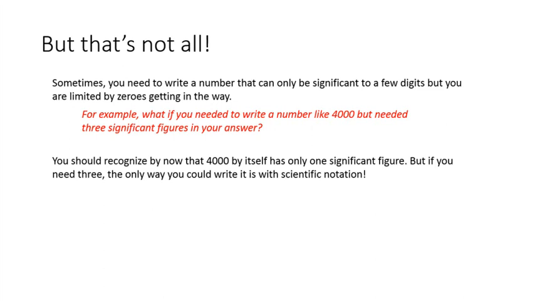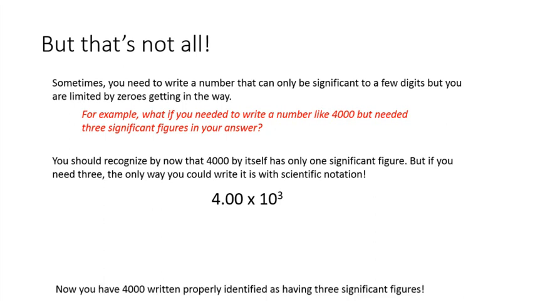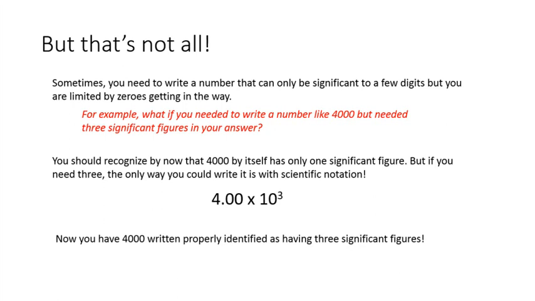But if you need 3 of them, the only way you could write that is with scientific notation. And how would you do that? Just like this. 4.00 times 10 to the third. Now you have 4,000, and it's written properly identified as having 3 significant figures.